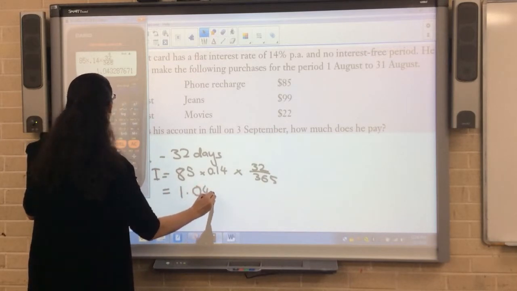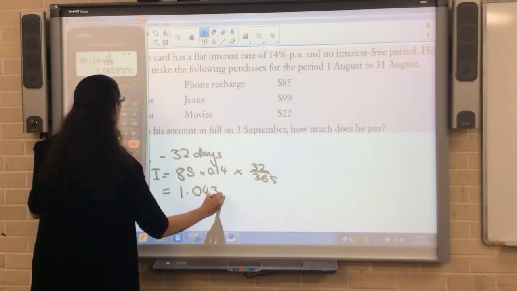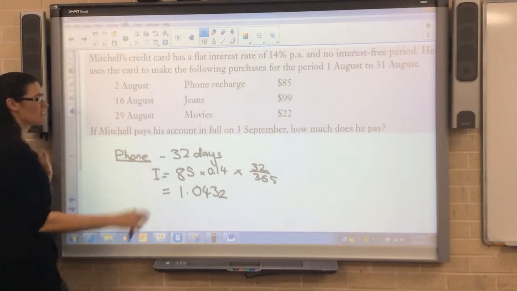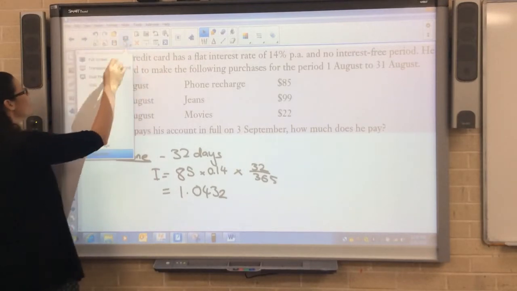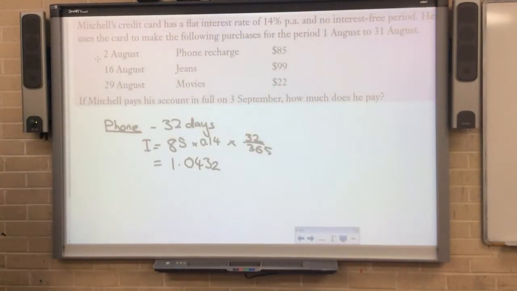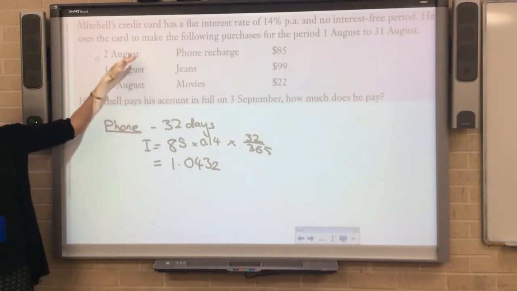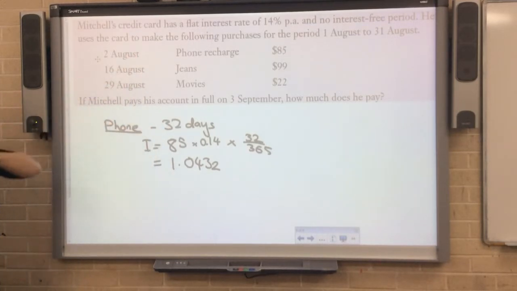Why didn't you do it all at once, like 85 plus 99 plus 22? Why didn't I do that all at once? Because that seems like it should be a good idea. Why can't I do that? Because if I did it all together, then I'd have to pay 32 days worth of interest for all of them. But the jeans were only bought on the 16th, so I don't have to pay interest for as long. Okay?